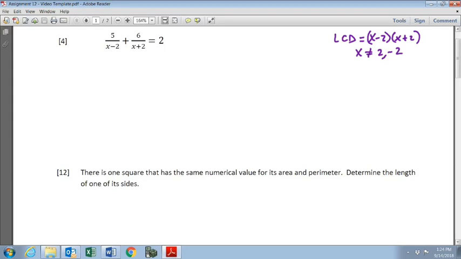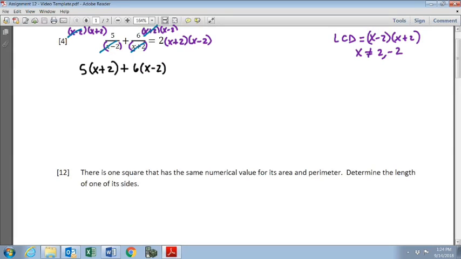So let's go ahead and multiply both sides by our LCD. So every term ends up getting multiplied by the LCD. So on the left there, when we multiply by 5 over x minus 2, notice the x minus 2's are going to cancel, and you're left with 5 times x plus 2. In the middle there, 6 over x plus 2, the x plus 2's cancel, and you'll be left with 6 times x minus 2.